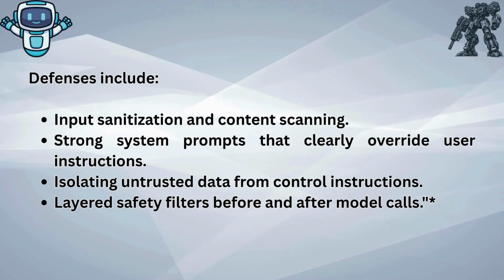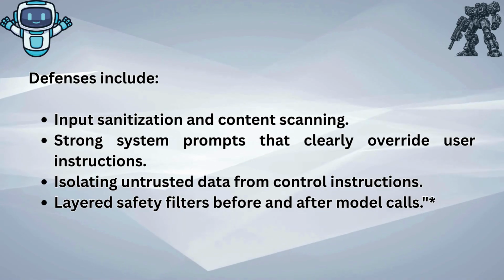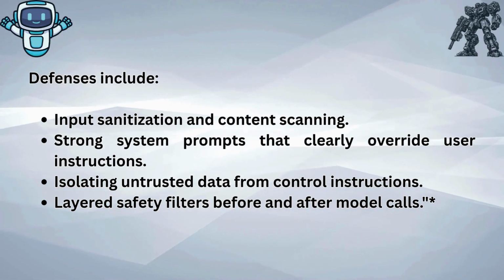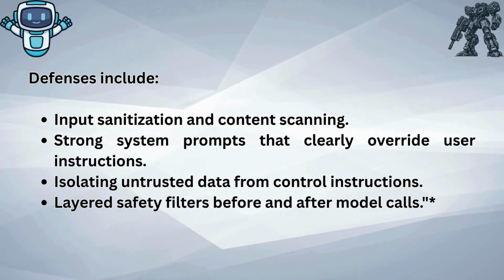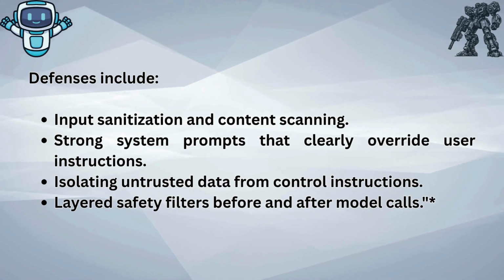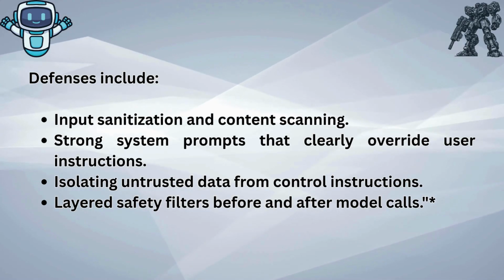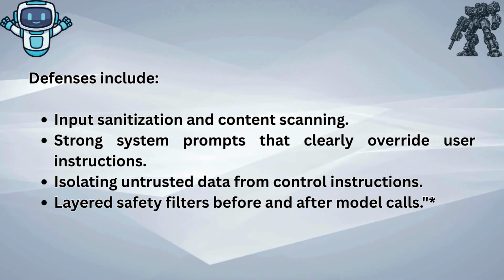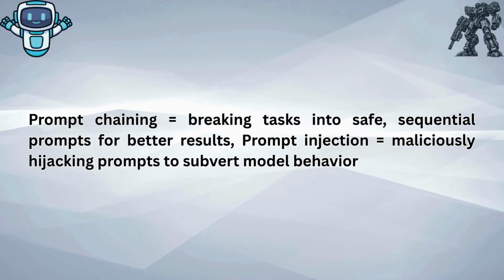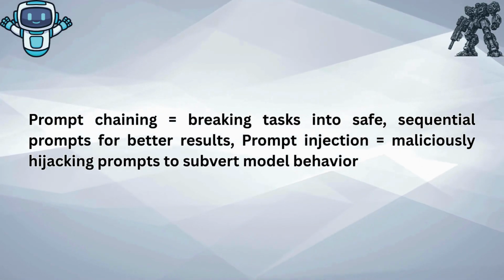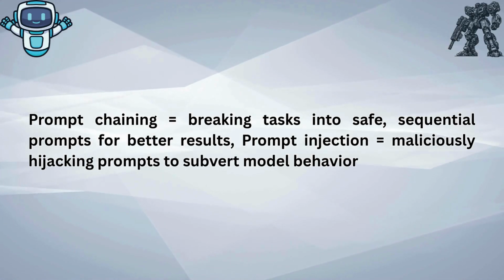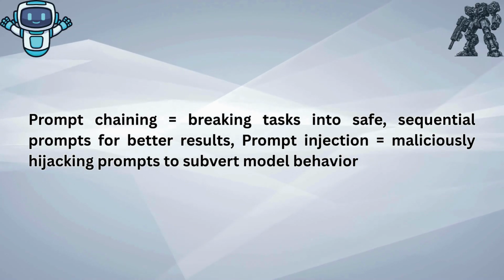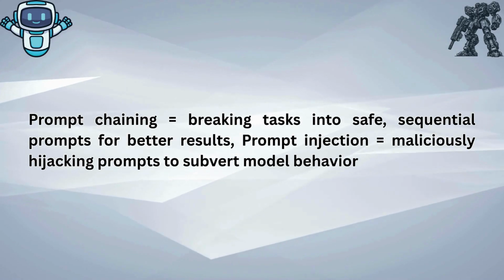Defenses include input sanitization and content scanning, strong system prompts that clearly override user instructions, isolating untrusted data from control instructions, and layered safety filters before and after model calls. In short, prompt chaining equals breaking tasks into safe, sequential prompts for better results. Prompt injection equals maliciously hijacking prompts to subvert model behavior.